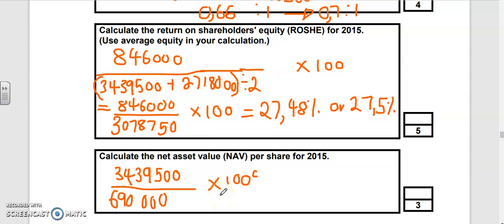We are on our way to finishing this part of it. So 3,439,500, and I'm calculating it live with you. 3,439,500 divided by 690,000, times 100, and I get 498.48 cents. Right. So 498.48 cents. You could also convert it, or you could say 4 Rand 98 or 4 Rand 99. If you want to keep it as 498.48 cents per share, you're more than welcome to do that. It is fine. You could put it in cents or you could put it in a Rand value.